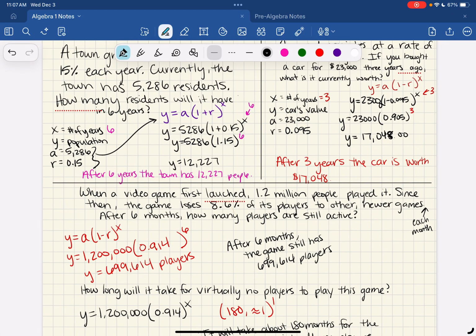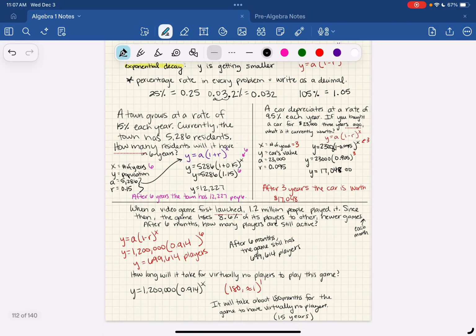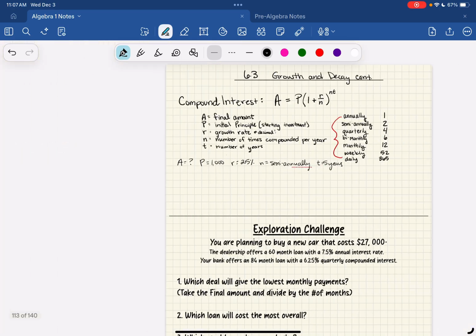All right, if anybody has any questions, please feel free to ask about this. Otherwise, we're going to go learn about the next part of exponential growth and decay, compound interest, which is going to be one of the most applicable uses for exponential functions that you guys are going to use as you grow up.